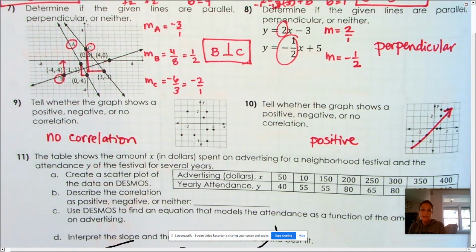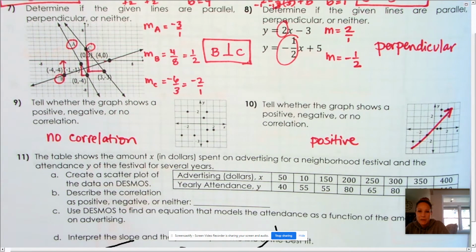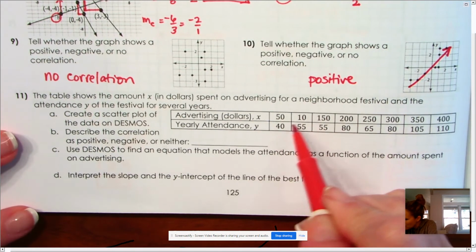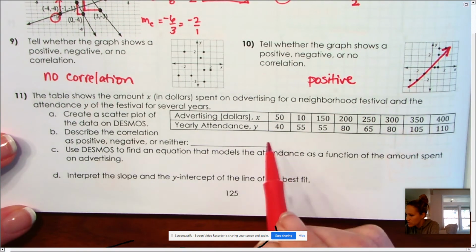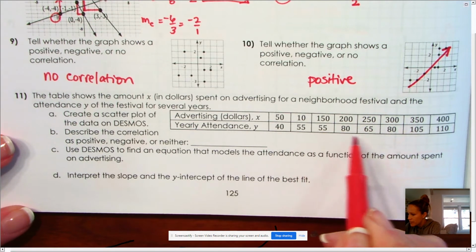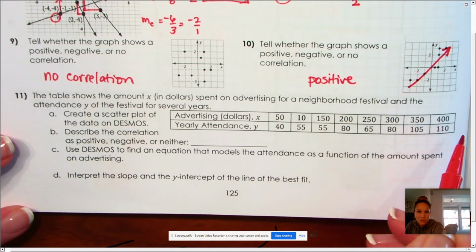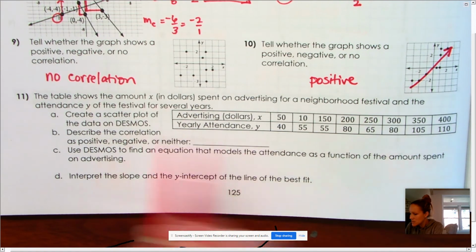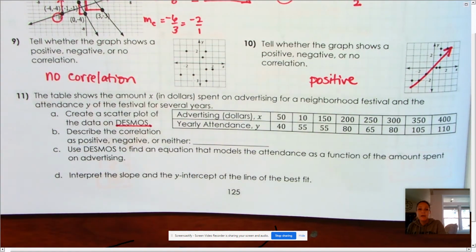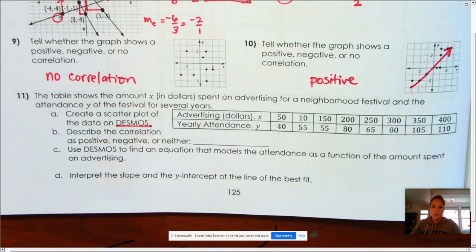Okay, question number 11 says the table shows the amount X in dollars spent on advertising for a neighborhood festival and the attendance Y of the festival for several years. So as you can see, the more money they spent on advertising dollars, the more people are coming to their little festival. So we're going to use Desmos.com to graph this. I'm going to show you really quickly what that looks like.